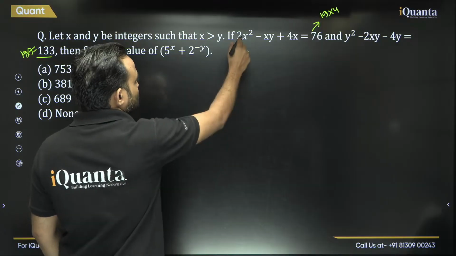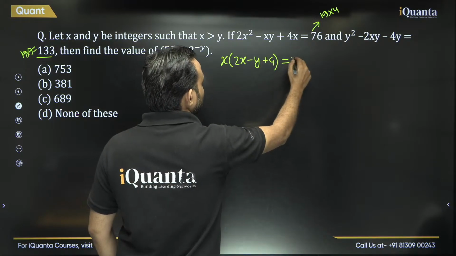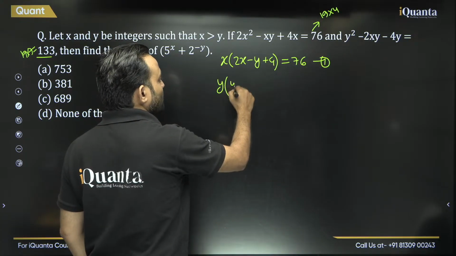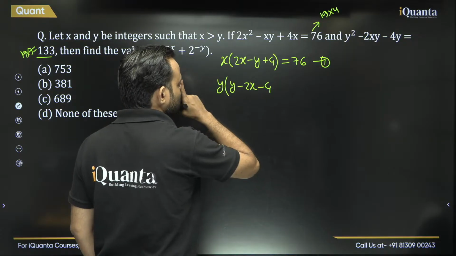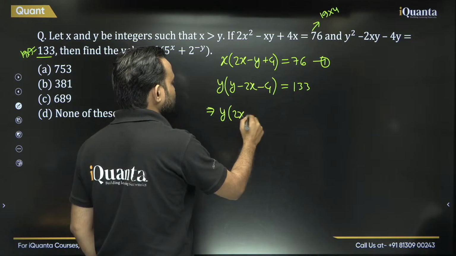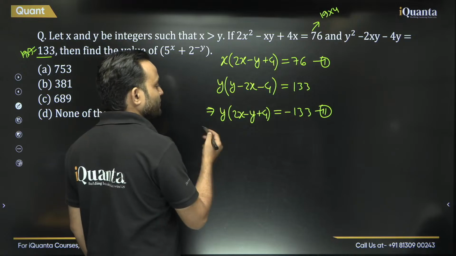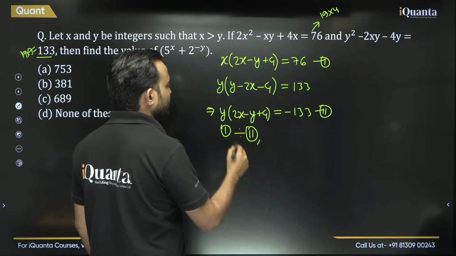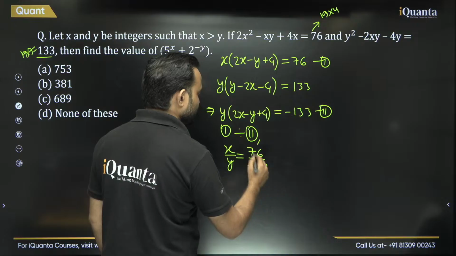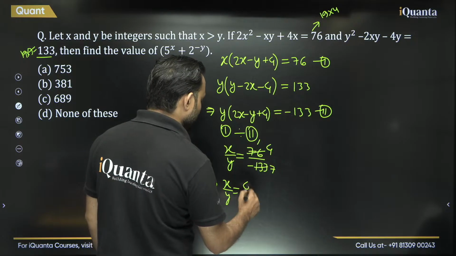If I take x common here, can I write it? x into (2x minus y plus 4) is equal to 76, equation 1. And from this, if I take y common, then what do I get? y into (y minus 2x minus 4) is equal to 133, or I can write it as y into (2x minus y plus 4) is equal to minus 133. This is second. Now, if you divide equation 1 by second, we get this part cancelled out. We get x by y is equal to 76 upon minus 133. This is 19 into 4, this is 19 into 7. So x by y is equal to 4 upon minus 7.